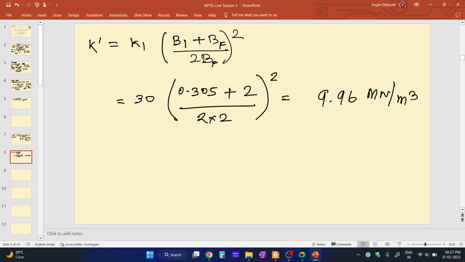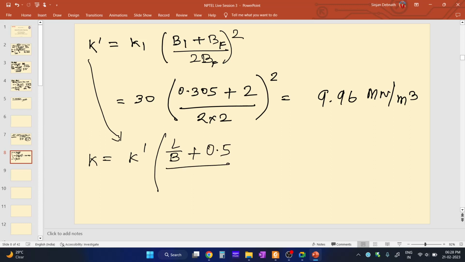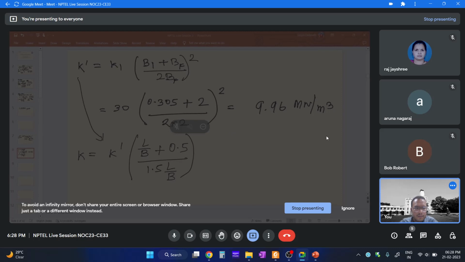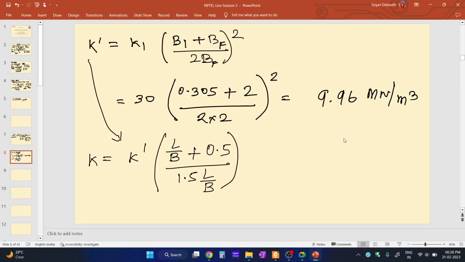Like we did in the previous case, this is also similar. So k is equal to k dash, this one will come over here. So let me write down the formula once: L by b plus 0.5 divided by 1.5 L by b. So this one is the equation. Okay, so now let's write down all these things.